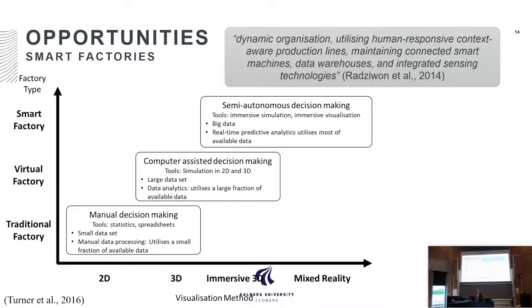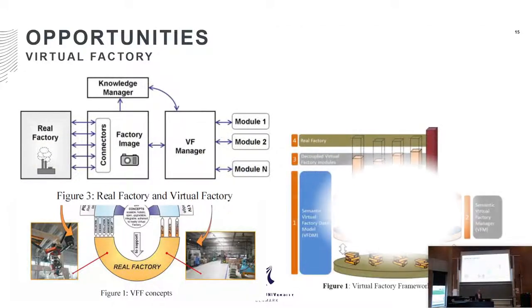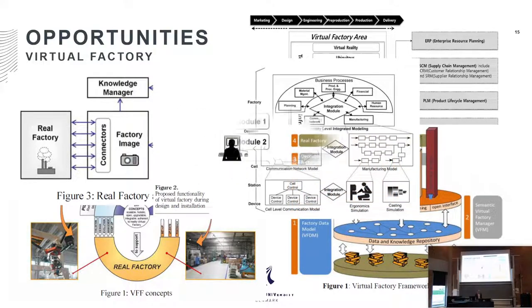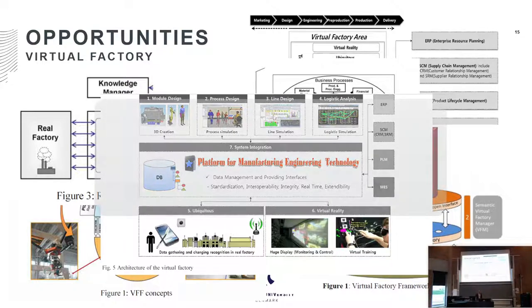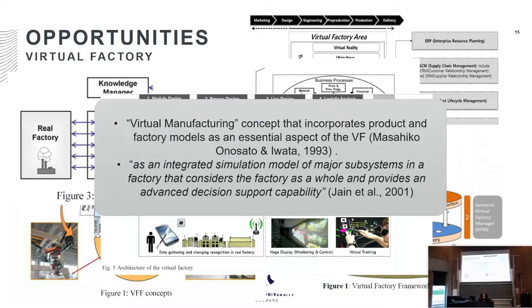Because for smart factories, we need so many technologies. We need artificial intelligence, machine learning, IoT, VR, digital twin, and also different methods. What is a virtual factory? When I looked at the virtual factory literature, I found so many different models, concepts, and frameworks, and quite old ones. It goes all the way back to 1993, when it was first mentioned. That's quite old, 30 years old. And in one of the more recent ones, 20 years ago, the literature defined the virtual factory as an integrated simulation model of a factory, considering its subsystems as a whole and supporting advanced decision capability.